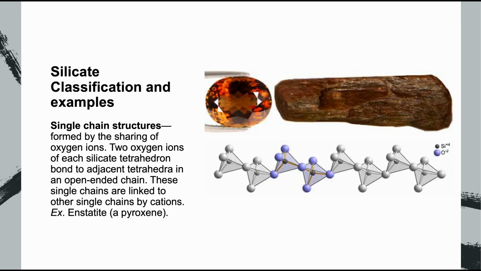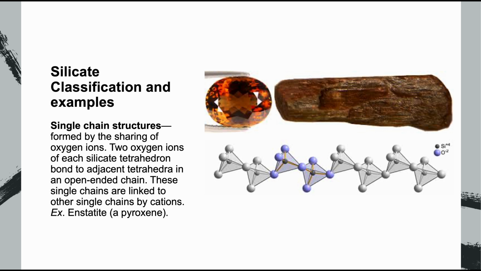Single chain structures are formed by the sharing of oxygen ions. Two oxygen ions in each silicate tetrahedron bond to adjacent tetrahedra in an open-ended chain. It goes on forever. These single chains are linked to other single chains by cations. And our example here is the mineral enstatite, a fairly common pyroxene. And sometimes this can be used as a gemstone. Not very often.